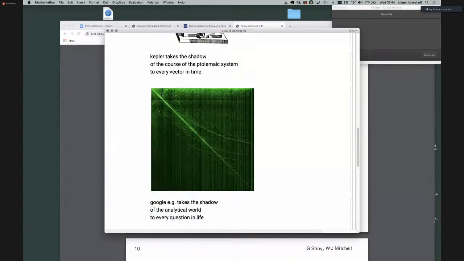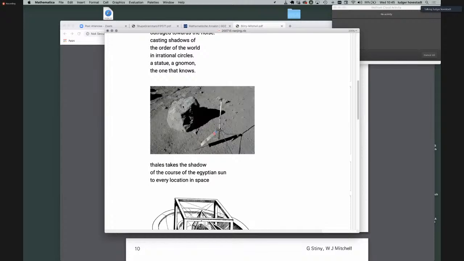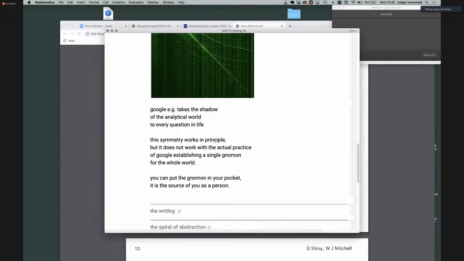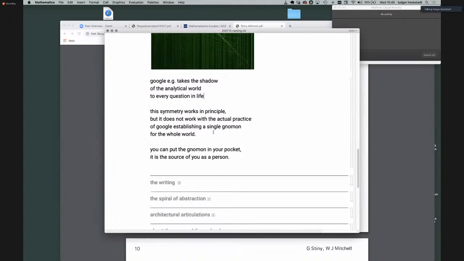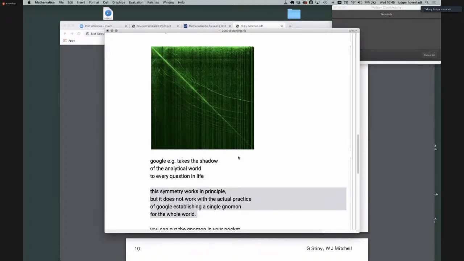And I would say this is the Google matrix of probabilities. This is what we have today. Google, for example, takes a shadow of the analytic world to every question in life today. And again, we have the axis of the world and rotation around that. So we have space and time. I think this is a very strong line of argument. This symmetry works in principle, but it does not work with the actual practice of Google establishing a simple gnomon for the whole world. The problem now with Google is that they exist as the axis, the actual physical axis of our planet.